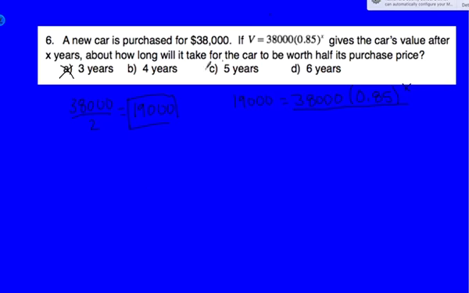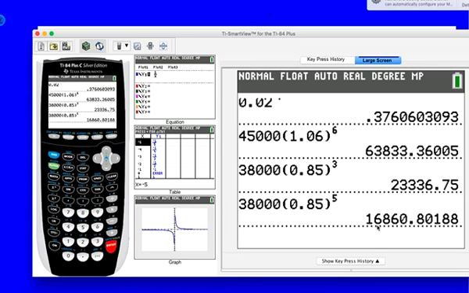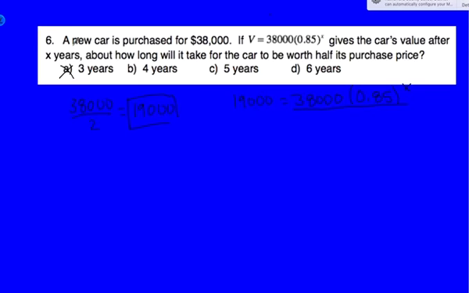If it were me, I would probably go with 5 years next, because that will give me an idea of whether or not I need to go up or go down. So I'm going to replace this x with a 5. So I'm going to do 38,000 times 0.85 to the 5th. And so when I do that, it gives me 16,860.80, which means that it's depreciated too much. So that tells me that 5 is also not going to be it.